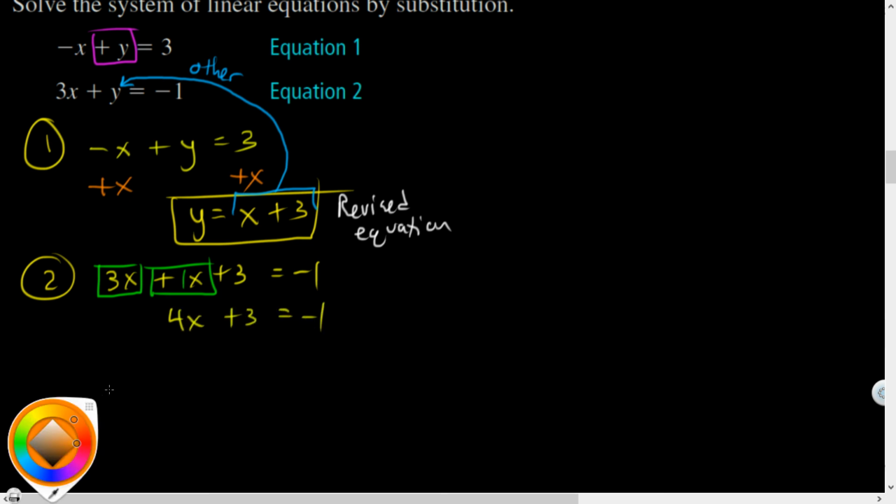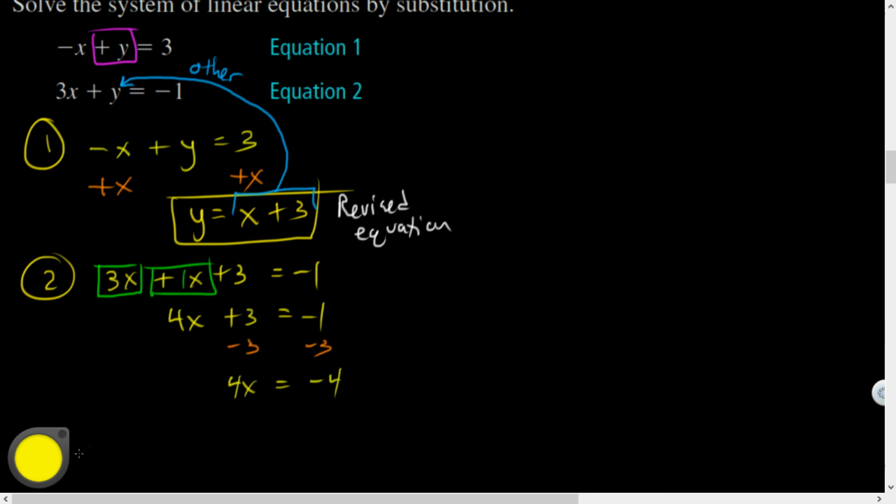You're not wrong if you subtracted 3 first. I wouldn't mark you wrong on a test. We'll all get to the same answer eventually if we obey the laws of math. These 3's cancel out. 4x is now equal to -4. So let's see, x equals -1.